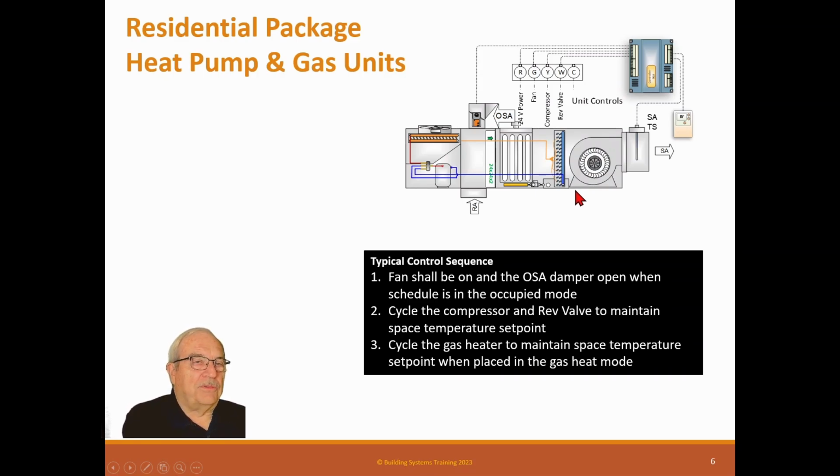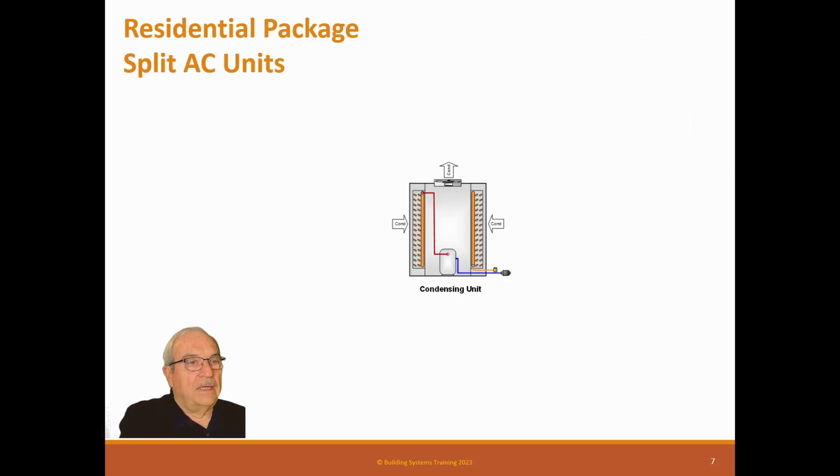So a typical sequence for DDC would be: the fan should be on and the outside air damper open when it's scheduled in the occupied mode. Cycle a compressor and reversing valve to maintain space temperature set point, because the reversing valve has to go into cooling or heating. Open the gas heater to maintain the space temperature set point when placed in the gas heating mode.